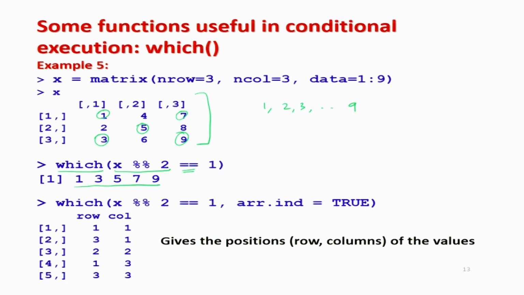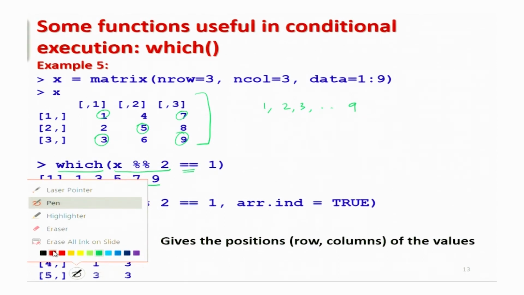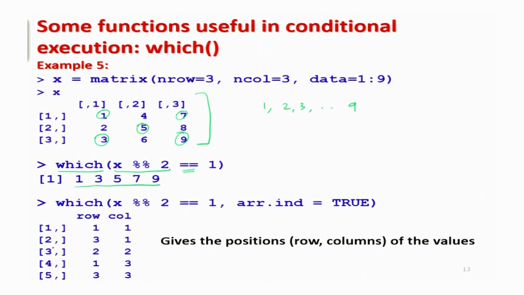Now, suppose you want to know the location of these values, meaning what are the places in this x where these odd values are occurring. So, I use here the same command, x modulo division 2 is logically equal to 1, with an option arr.ind is equal to true. If you remember, in the beginning we had talked about this option, and now if you operate it, it will give you this type of outcome. Now, please try to see what it is trying to show you.